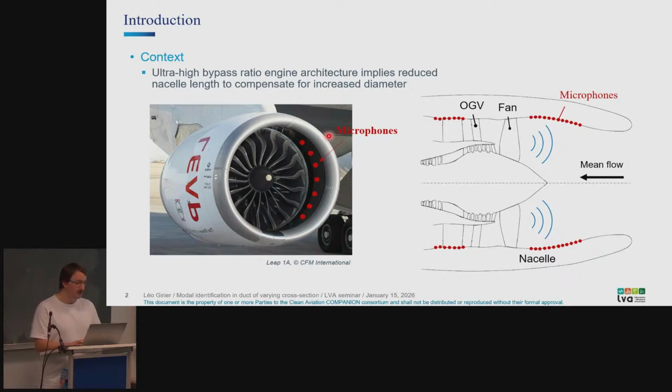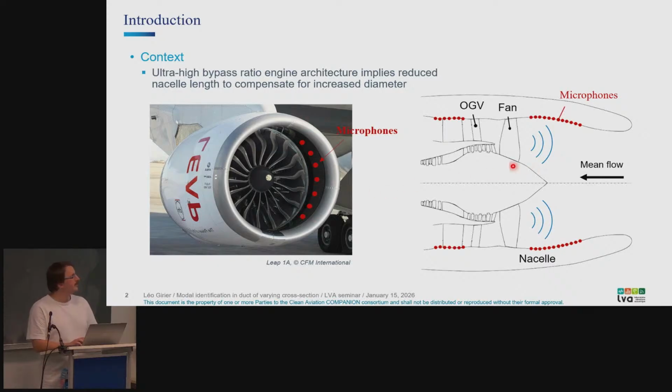So for the context, we're interested in this guy here, so aircraft engines that you can see in civil aircraft, with the architecture of what is called the turbofan. And we are mostly interested in the noise coming from the interaction of the flow with these big fan blades here, mostly. And for that, usually we develop a scaled mock-up that is put in a wind tunnel to be tested. And microphones are placed along the wall, as you can see here.